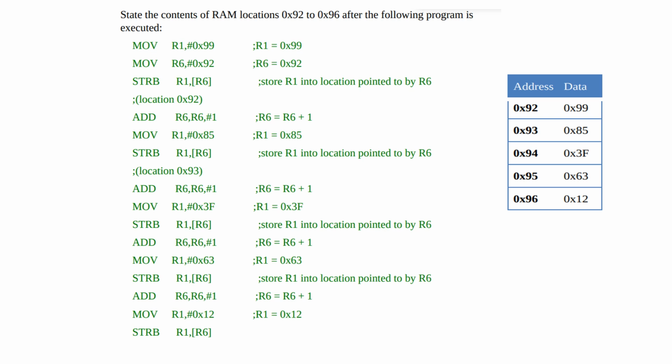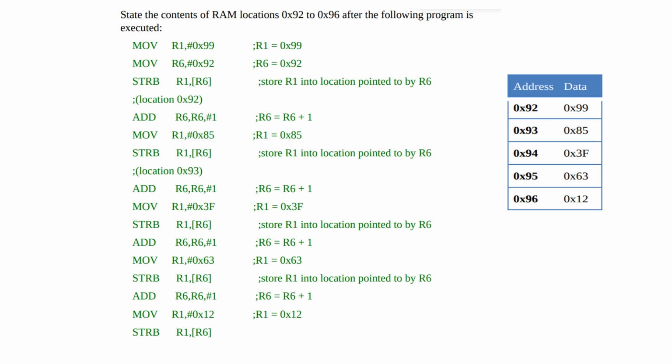Then ADD R6, #1. That is R6 equals R6 plus 1. R6 was 92, so now it becomes 93. MOV R1, #0x85. That is hexadecimal 85 will enter into R1. And STRB R1, R6. So R1 will enter into the location pointed to by R6. The location pointed to by R6 right now is 93. Yes, so 85 will enter into 93.